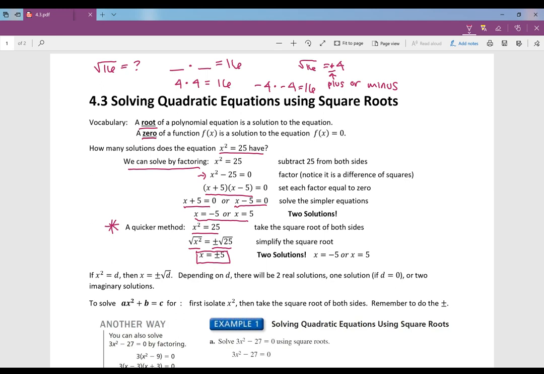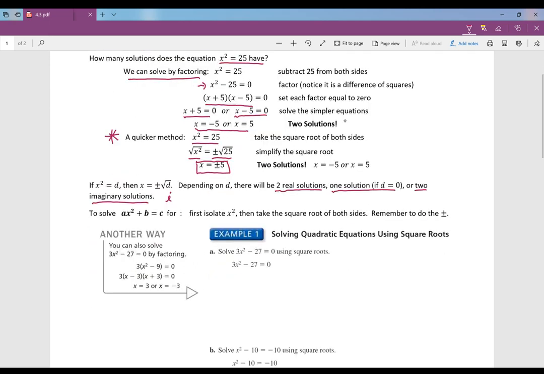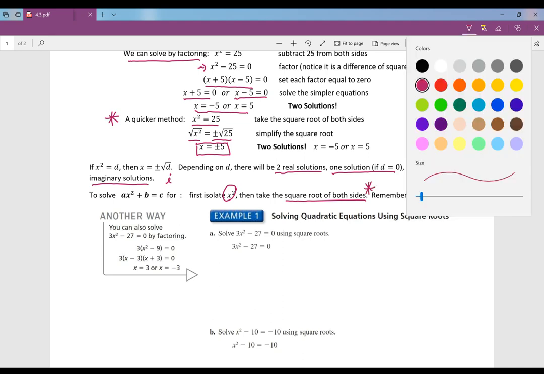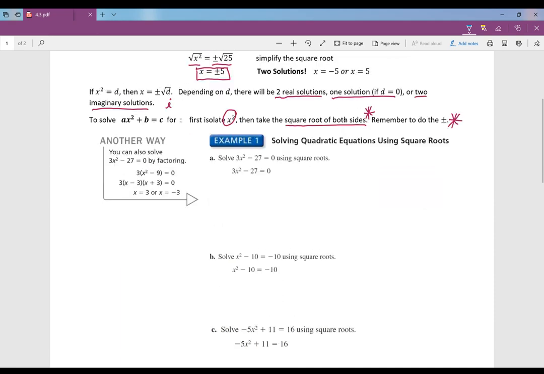Now, depending on your equation, you're either going to have two real solutions, so two real answers. One solution, if your equation equals 0, then your only solution would be 0. Or you'll have two imaginary solutions, so two solutions with i's. Okay, so when we're solving, we're going to isolate our squared term, and then we're going to take square roots of both sides. Remember, plus or minus. If you don't have the plus or minus, you will get the question wrong. Okay, so let's do some examples.